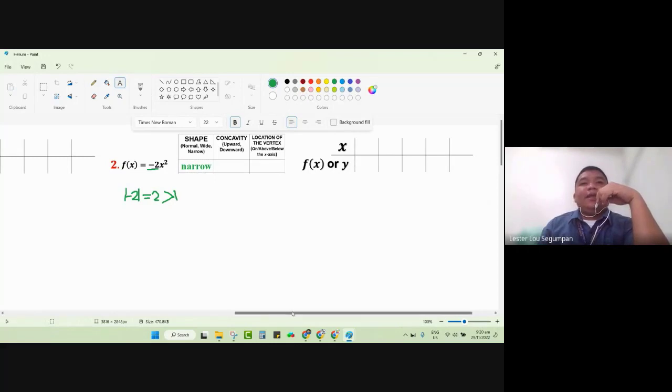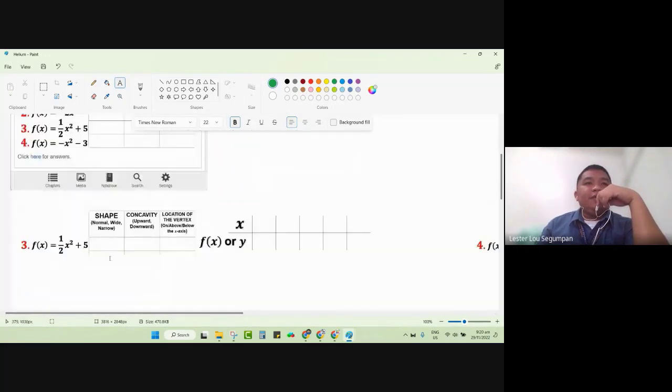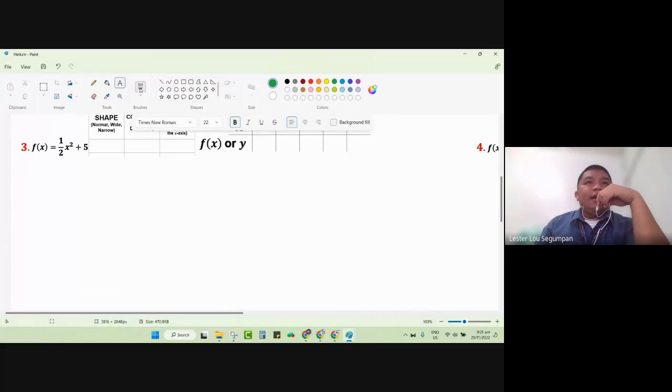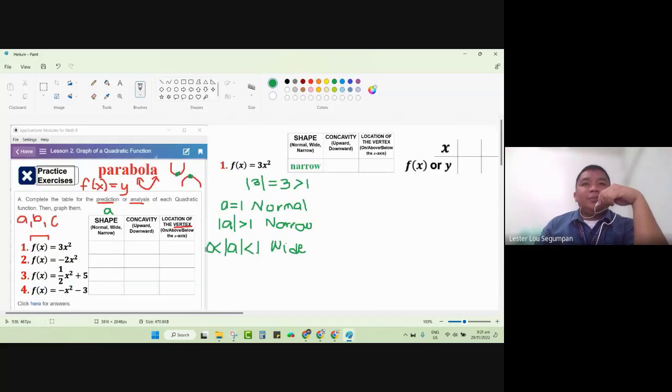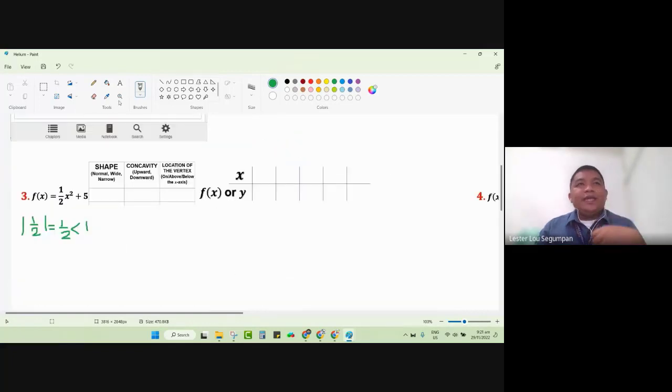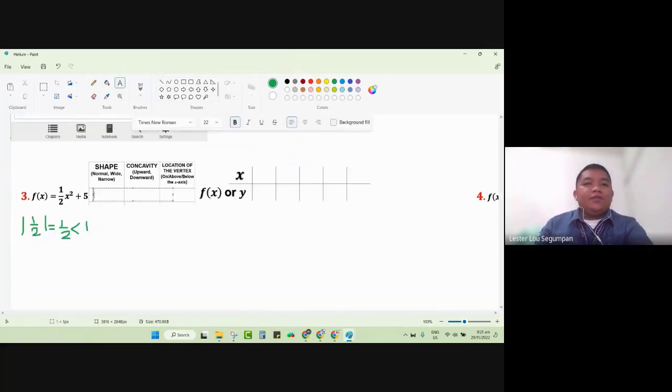Okay, let's proceed to number 3, and here the absolute value of 1/2 is 1/2, and this is less than 1. Looking into this perspective, it's between 0 and 1. We could predict here that our graph would be a wide parabola, a wider or a wide parabola.